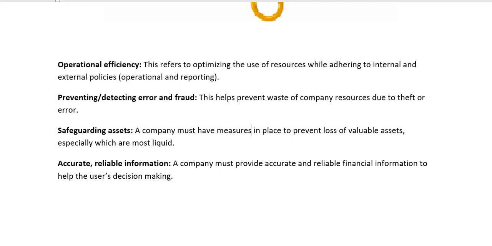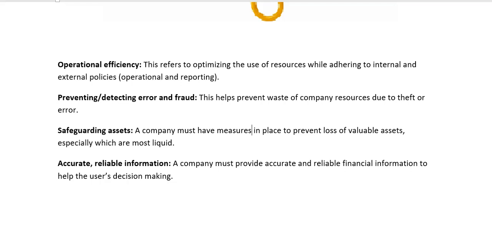Point two, preventing and detecting error and fraud. This helps prevent waste of company resources due to theft or error. So by having a sound policy and following it, you're continually checking to ensure that there's nothing fishy going on. This can be with regard to mistakes or errors made in the company, or it can be with regard to purposeful theft inside the company.